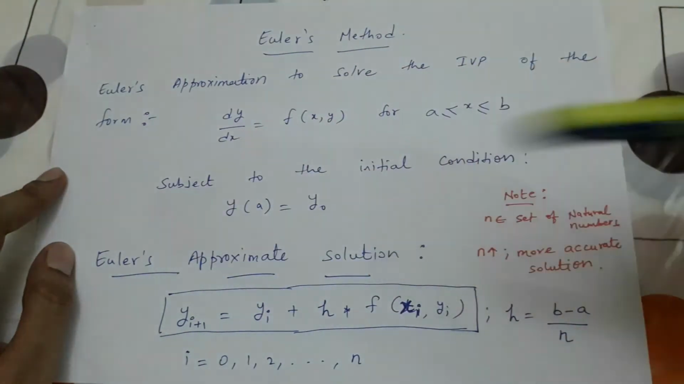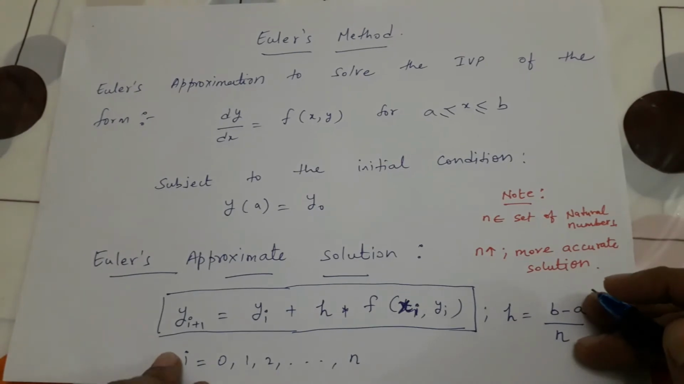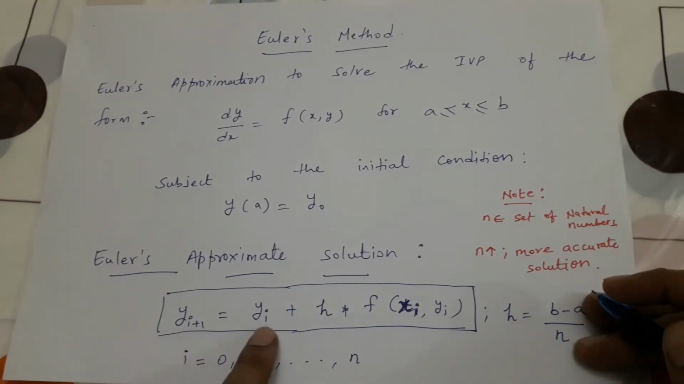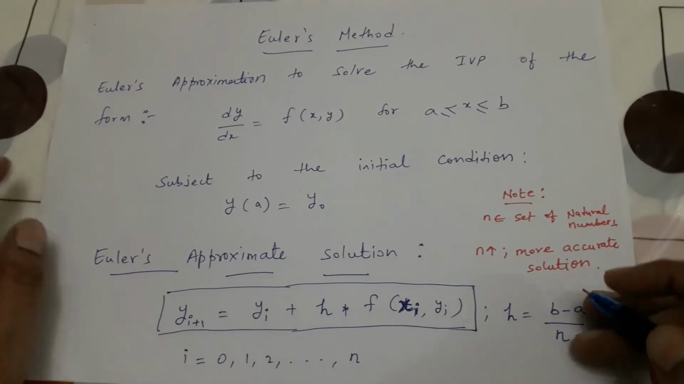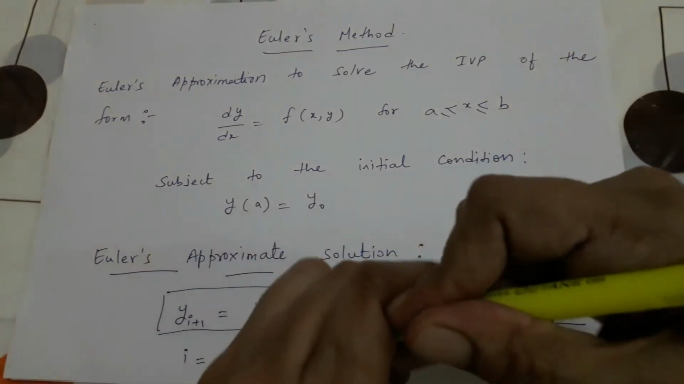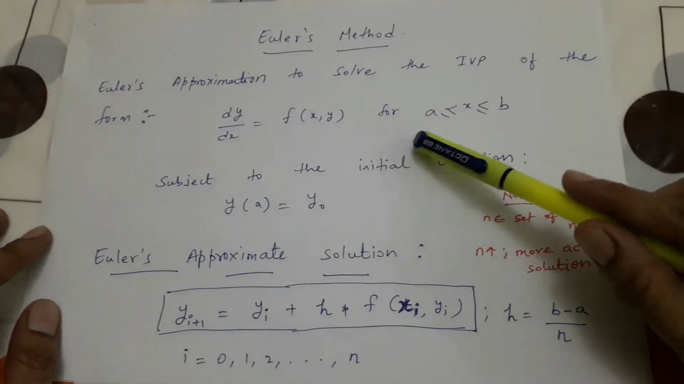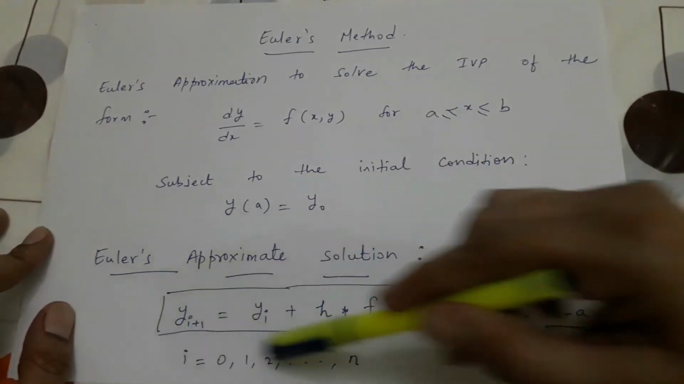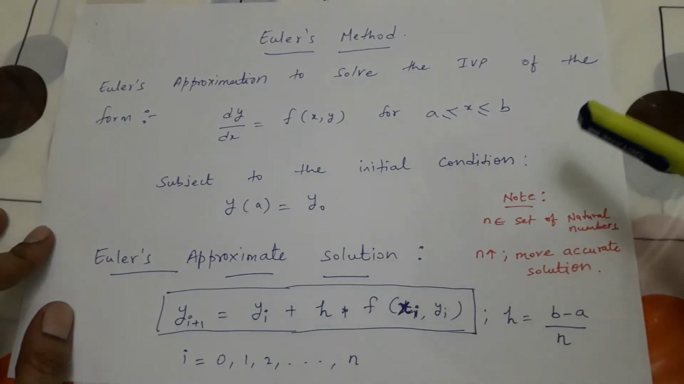Euler's approximate solution is y of i plus 1 is equal to y suffix i plus h times f of xi comma yi. Okay, if you remember this equation, you can solve any initial value problem very easily.